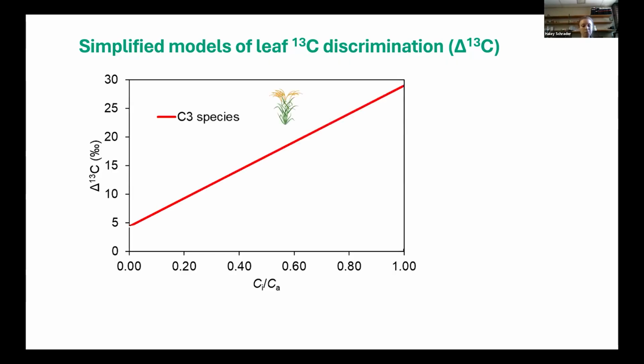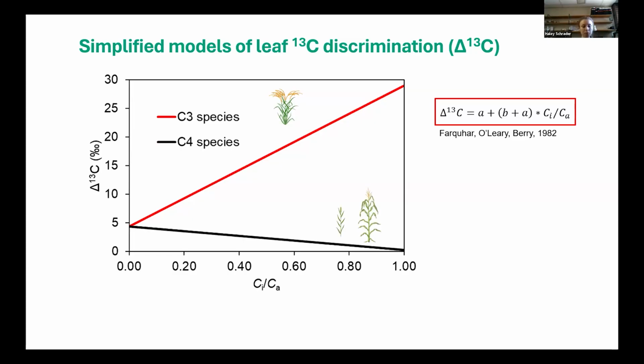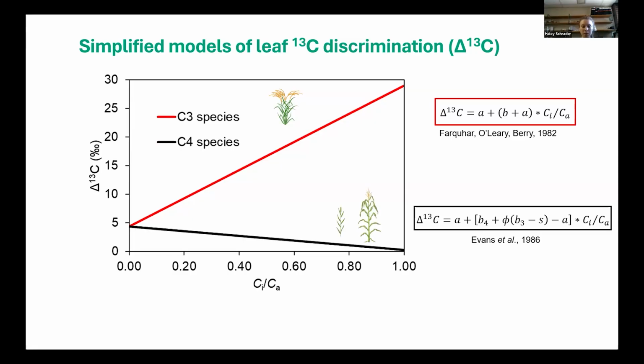And this is the simplified model of discrimination compared to Ci over Ca for C3 plants. And we can see that for C3 plants, as CO2 availability increases, so does discrimination. For C4 plants, this is the simplified model. And in this case, we can see that discrimination decreases with CO2 availability. And I also want to highlight that in C4 plants, discrimination is typically quite low, which makes this a more technically challenging measurement to take.